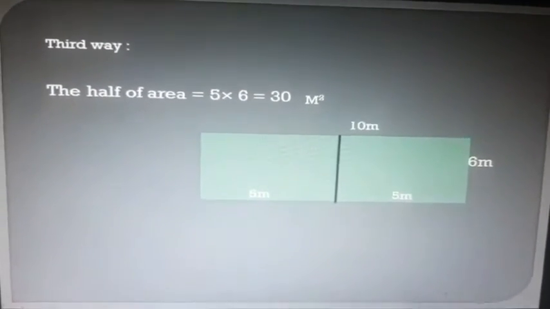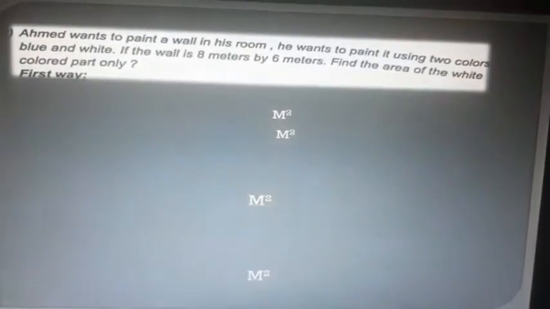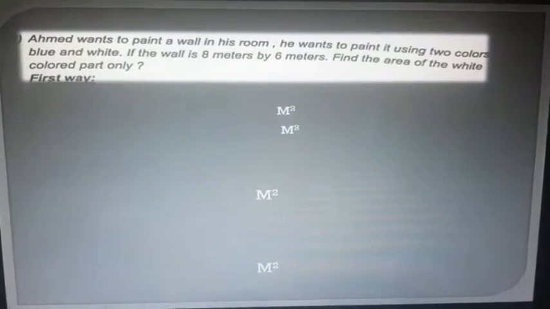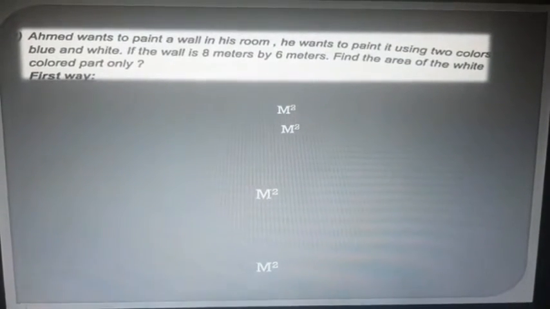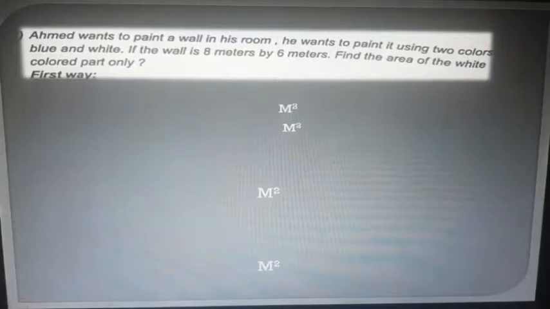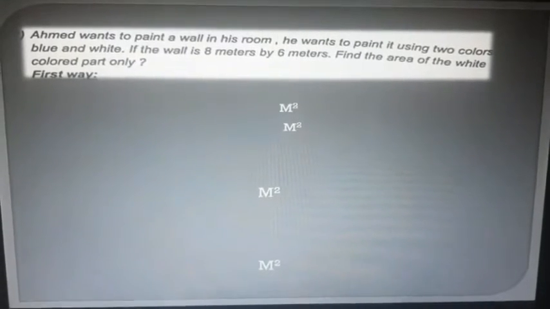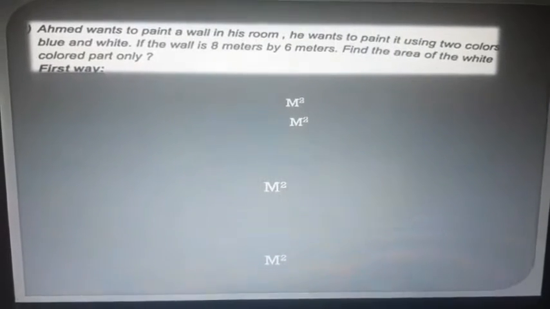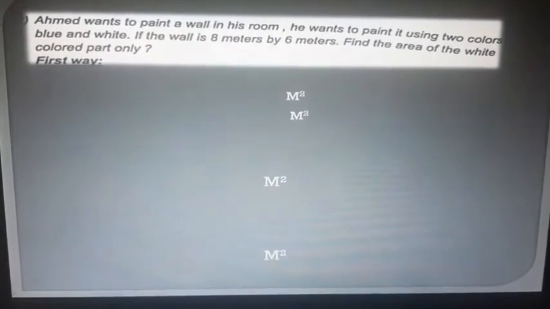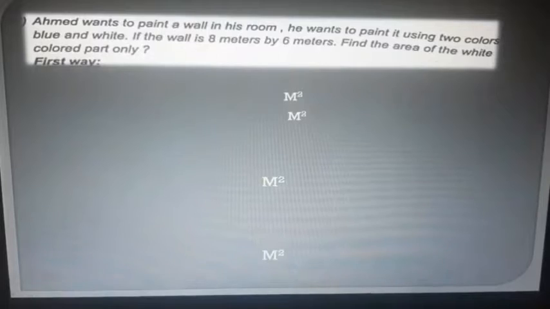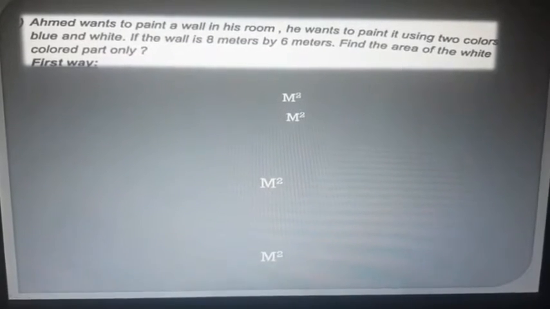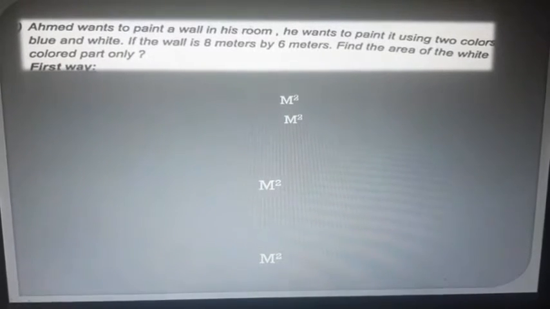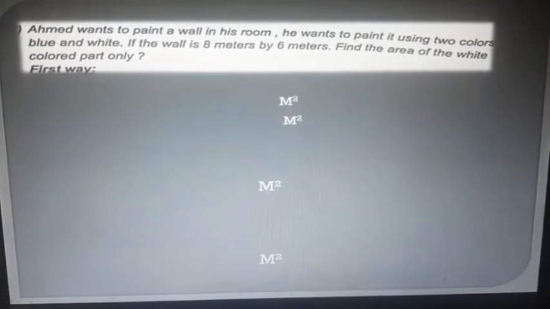Okay, the second, number 2. Ahmed wants to paint a wall in his room. He wants to paint it using 2 colors, okay, blue and white. If the wall is 8 meters by 6 meters, find the area of the white colored part only.